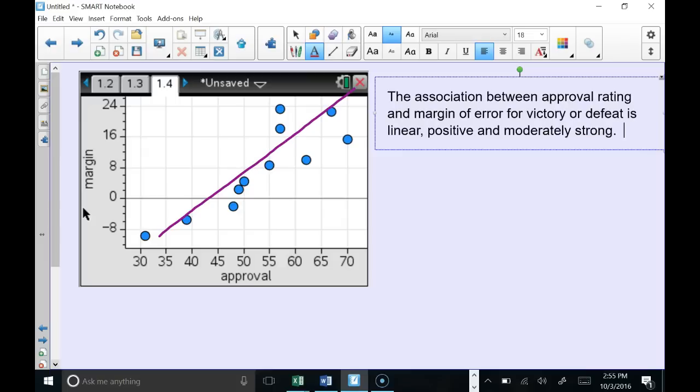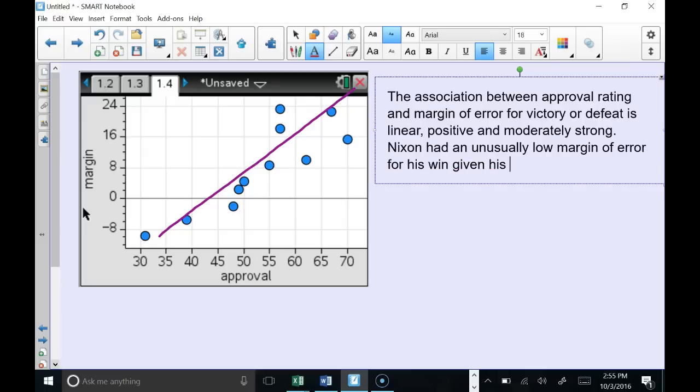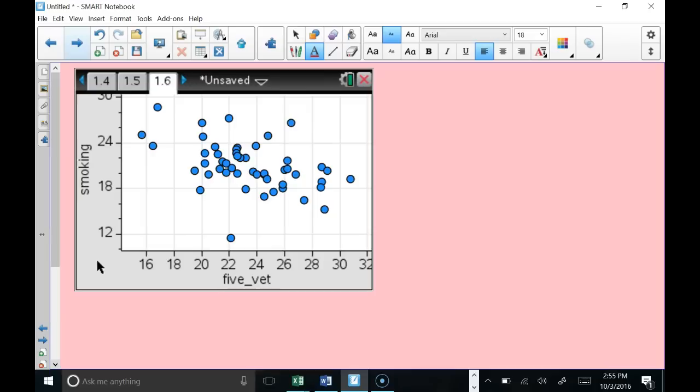Now you might be interested in unusual points. For example, I might consider this guy over here to be unusual. When I checked the data, that was Nixon. So I could make a comment like, Nixon had an unusually low margin of error for his win given his approval rating. Okay, you might also want to point out this person, and you can look them up and see who they are. Okay, the next one.